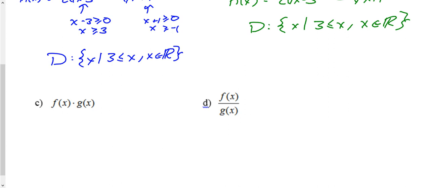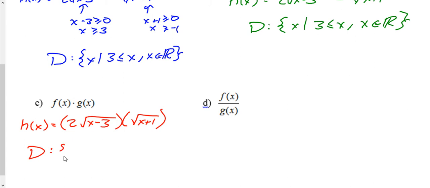In example C, we want to multiply these together, so let's see what we get. So we have h of x is equal to, in bracket, 2 root x minus 3 times root x plus 1 under a radical. And here, if I multiply these together, it doesn't really change my domain. Again, my restriction for my domain is still going to be my domain. So my domain is still the same, x such that x has to be greater than or equal to 3, and x is an element of real.